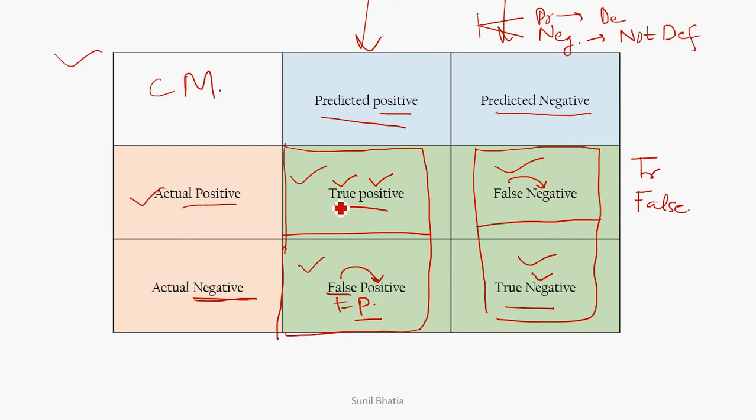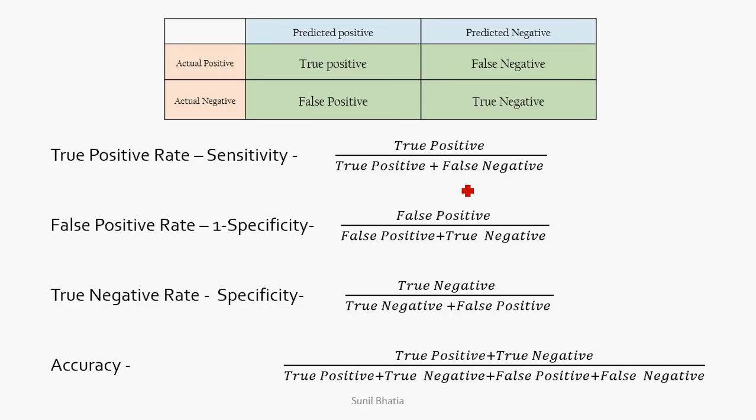Now there are various ratios which we take out from them, and we try to interpret how our model classification has been working. So the first is the sensitivity ratio. The sensitivity ratio is the true positive, which we correctly identified, divided by the true positive plus false negative.